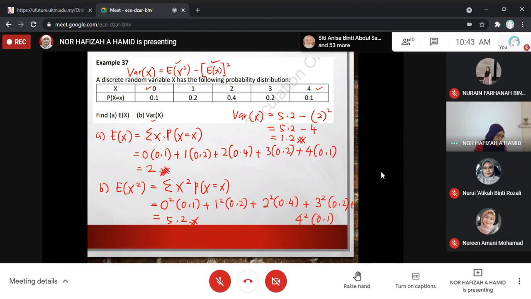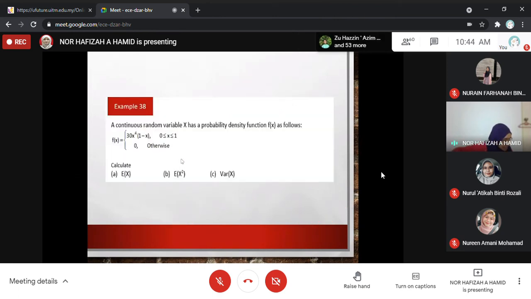Okay, so this is for example 37, an example on how to find the variance for discrete. So for discrete, now we want to look at an example for continuous. For continuous, you can refer to example 38. Okay, so we have a probability density function. The function is 30 x to the power of 4 times 1 minus x, with interval 0 until 1. First, it wants you to calculate E(X).